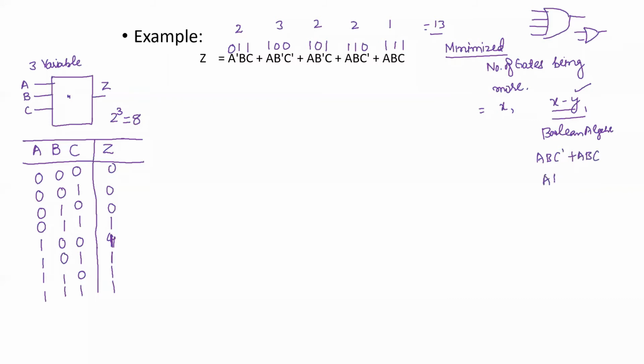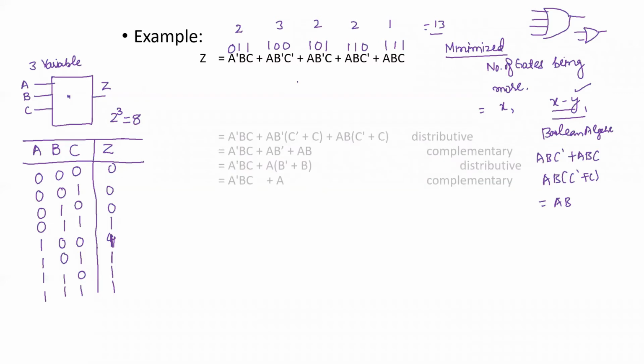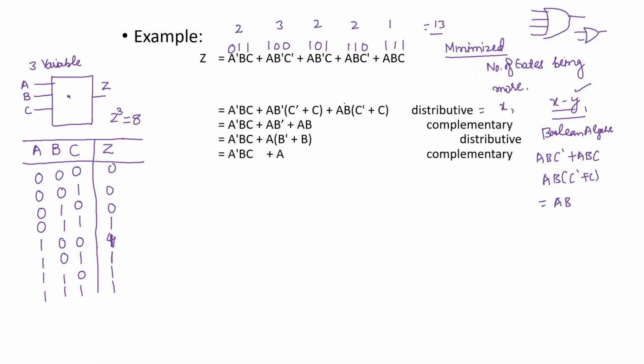So AB is common, C bar plus C, and this comes out to be AB. We will be doing this entire exercise and we will end up in this particular expression. So here you can see AB is common, here AB bar is common, A bar C. So this gives you A bar C, AB bar, AB. So A is common, B bar plus B, A bar C, A bar C plus ABC.